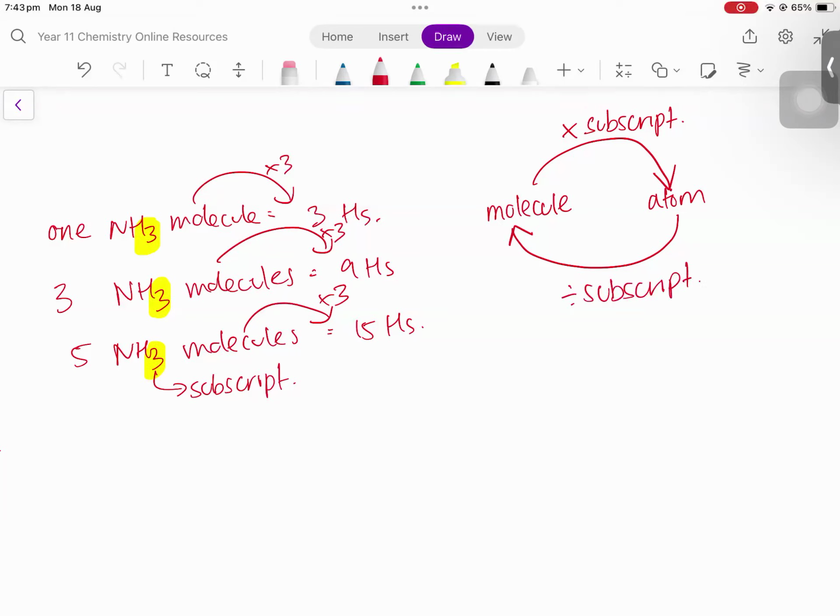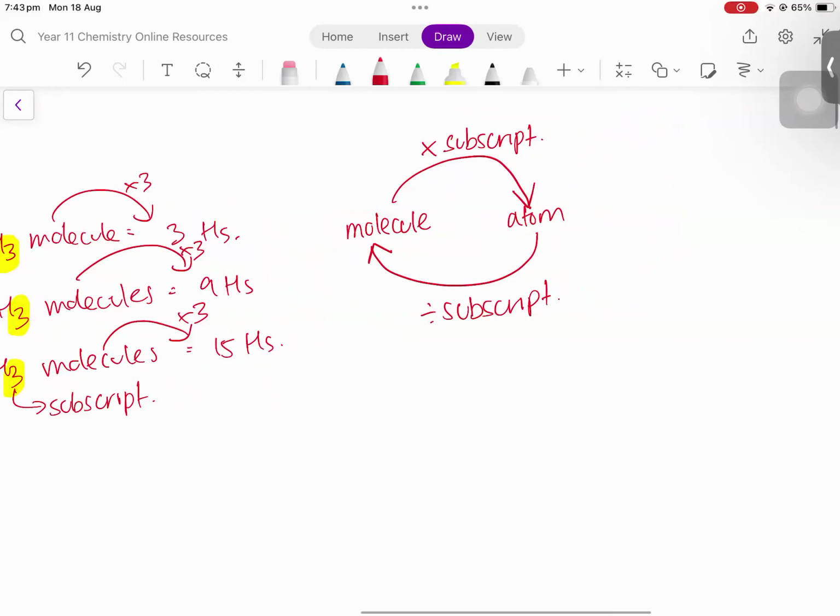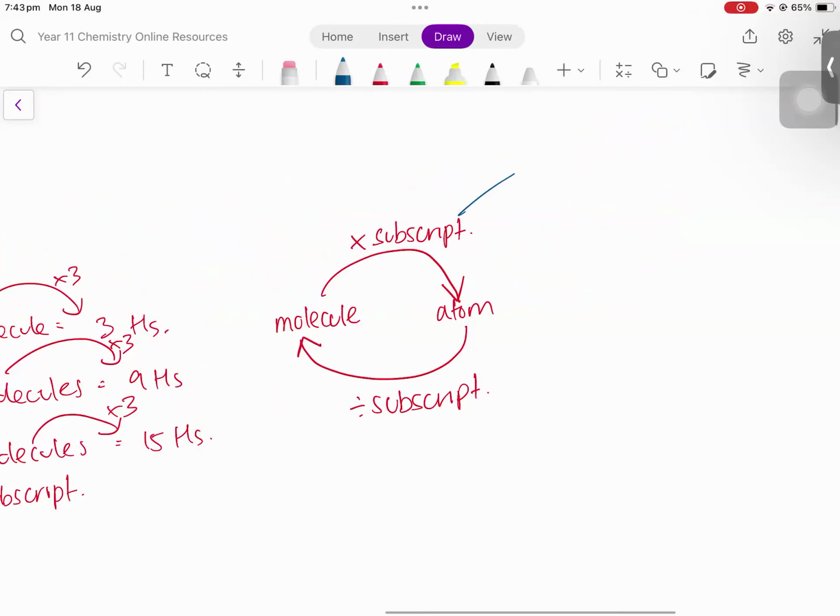Okay. Now, subscript is what tells you the number of atoms. I'm going to do a little bit of a note here. What I actually want you to multiply or divide by is the total number of atoms. I just say subscript because usually the atoms are only in one spot, so you can just look at the total subscript. Sometimes they break it up.